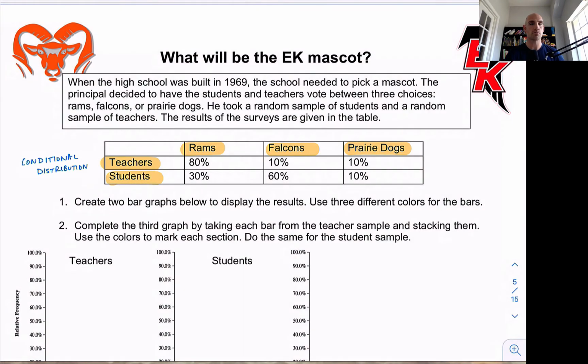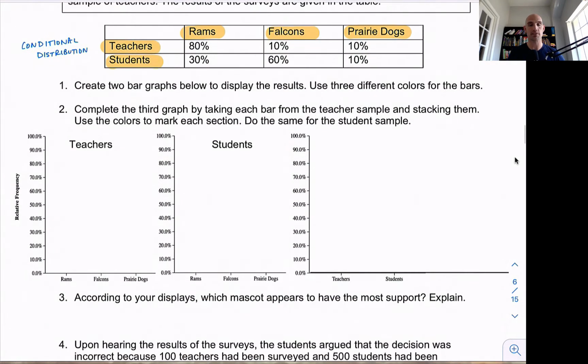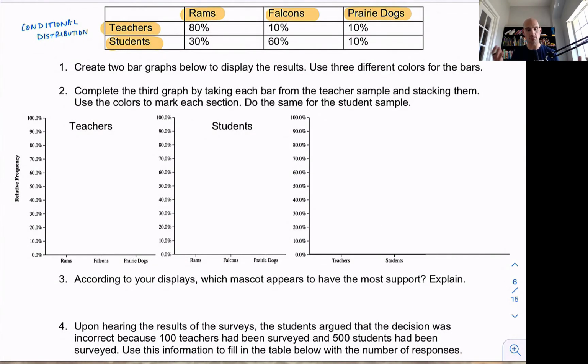When we go to do our data display on this, because that's what the first portion of this unit is about, doing data displays, we have a two-way table up here that shows a conditional distribution. We're going to look at creating two bar graphs, and we're going to use three different colors for the bars, and you're going to see why we do that in just a minute. Let's look at teachers to begin with.